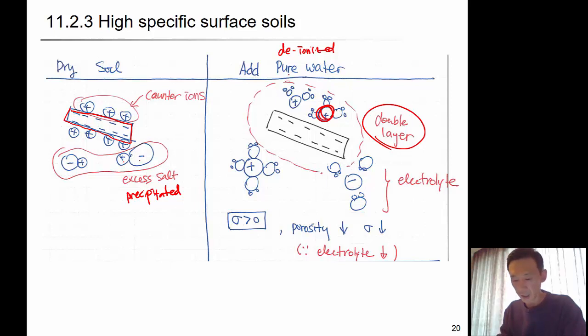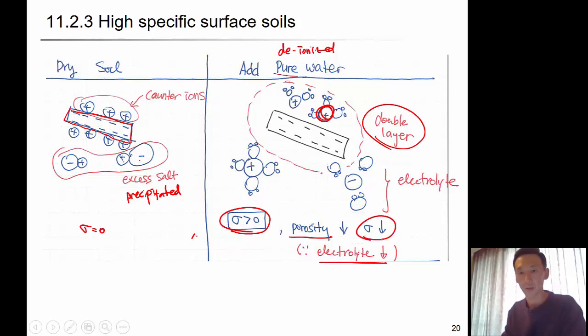So then by adding this in here, if it's dry, the conductivity is 0. So it doesn't conduct any electricity. But as soon as you add pure water, it will create freely movable ions, and they can carry the electrons so that the electric conductivity becomes greater than 0. But as the porosity decreases, then the amount of the electrolyte decreases so that the electric conductivity decreases.